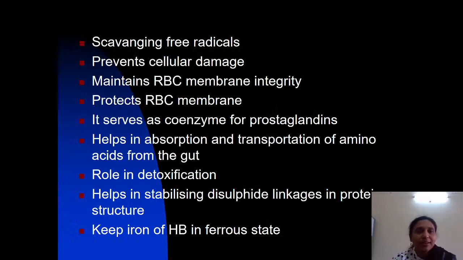Okay, so these are the main functions of glutathione, one of the biologically important peptides, and it's a tripeptide. Name the amino acids which participate in the synthesis of glutathione: glutamate, cysteine and glycine. It protects the RBC membrane integrity and cell membrane integrity, prevents cellular damage, acts as an antioxidant, helps in absorption and transportation of amino acids, and has a role in detoxification. Okay, that's it about the biologically important peptides.